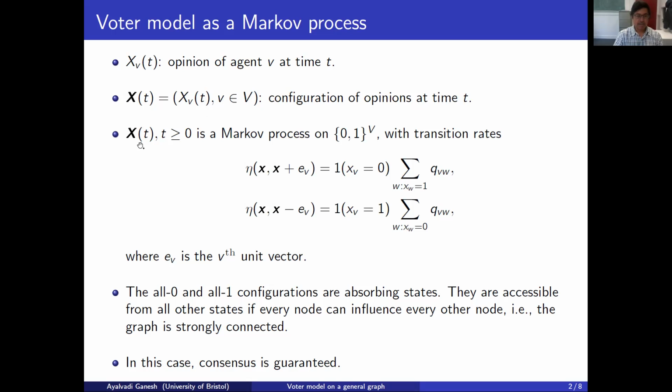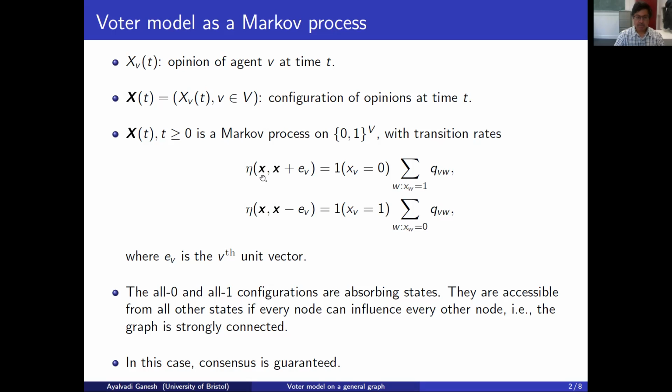The claim is that this vector evolves as a Markov process. The state space is {0,1}^V, the set of all possible vectors taking values 0 or 1 and indexed by the vertex set V. Okay. And we claim that this is a Markov process with the following transition rates. So the rates I'm now denoting by eta. We usually used to denote it by q, but we have defined q to be something else, and I want a different letter. So this is eta.